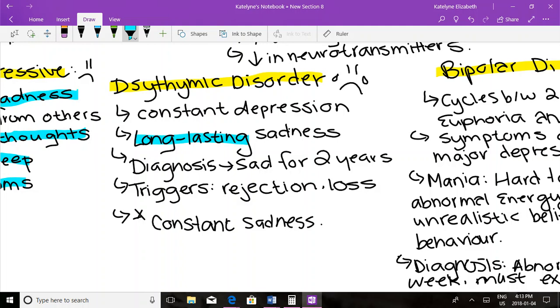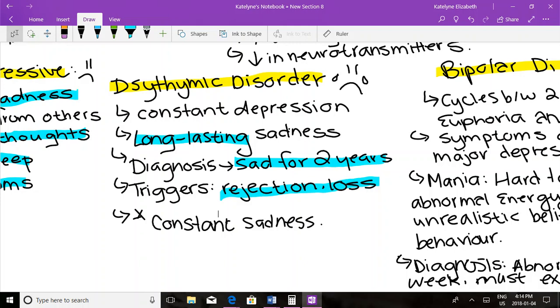But in order to be diagnosed with dysthymic disorder, you need to be sad for at least 2 years. Now, that seems like a pretty significant amount of time, but in order to be considered having a mood disorder, that is the minimum amount of time required in order to be diagnosed with dysthymic disorder. And as well, they do have their triggers, and some of the triggers to this disorder may be rejection or even loss, so a death of someone they care about.